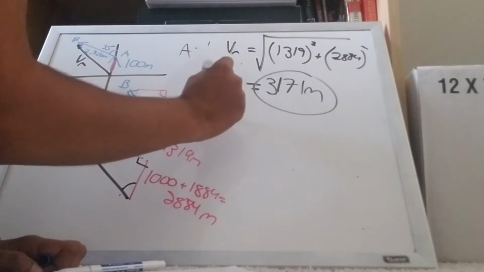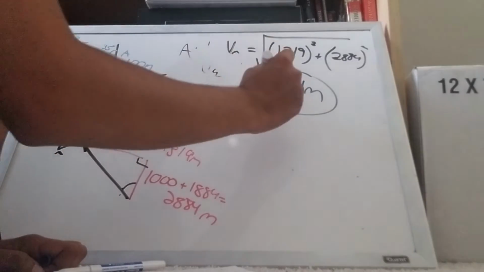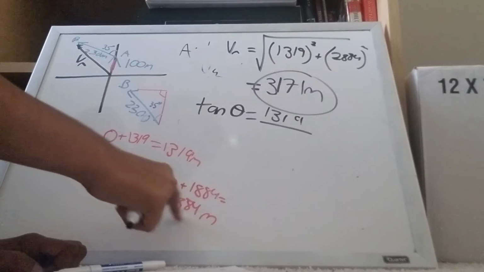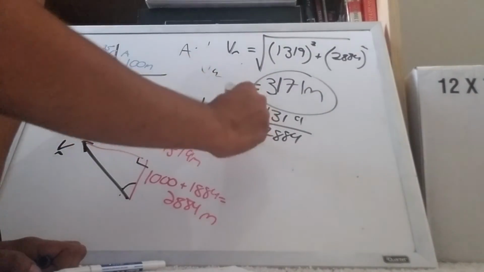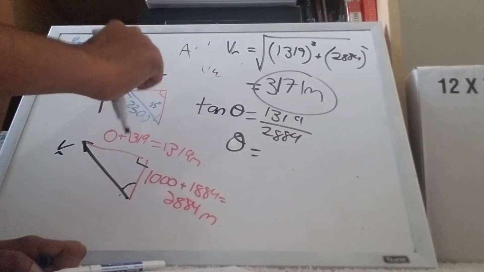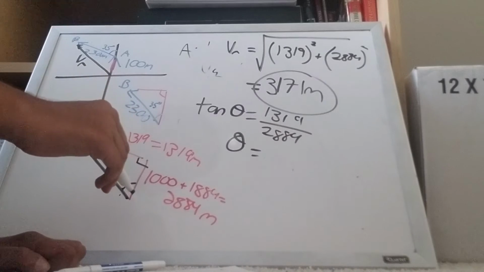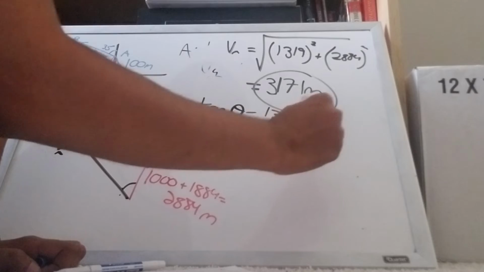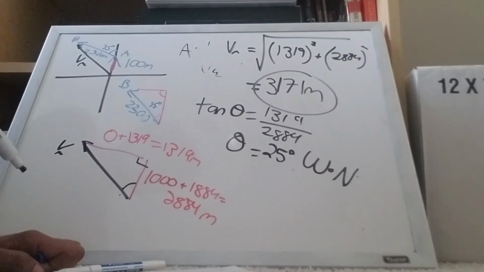So we know that tangent of theta is equal to the opposite, which is 1319, over the adjacent, which is 2884. When you put that in a calculator, and make sure you're using degrees because the problem gave the value to us in degrees, we're going to get about 25 degrees. And again, that's going to be west of north. So that's your answer. That was number 17.